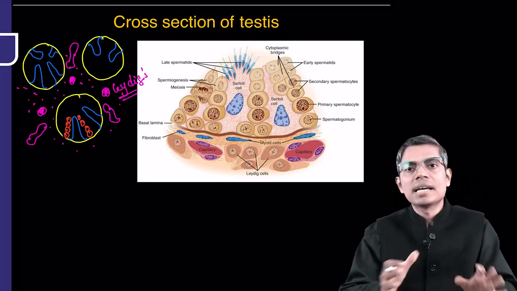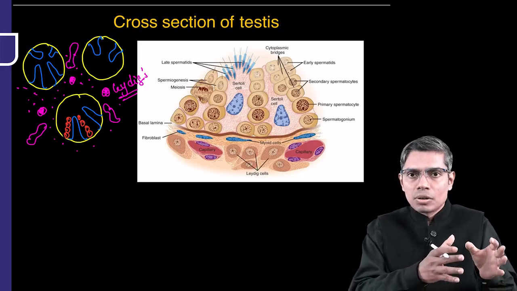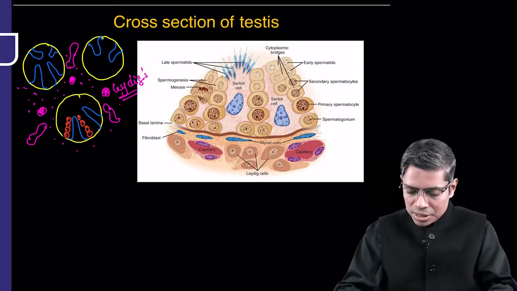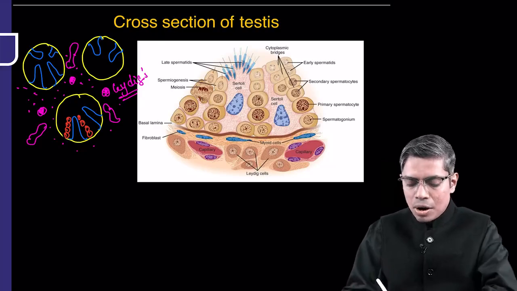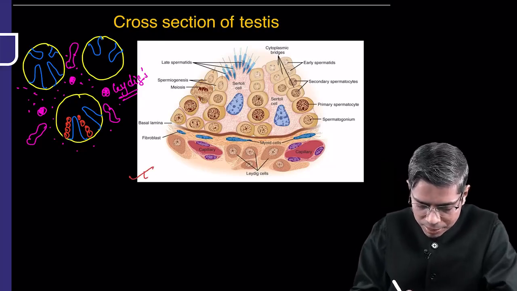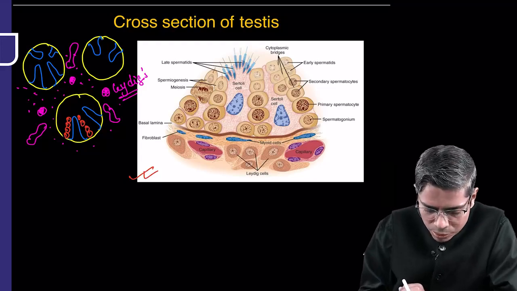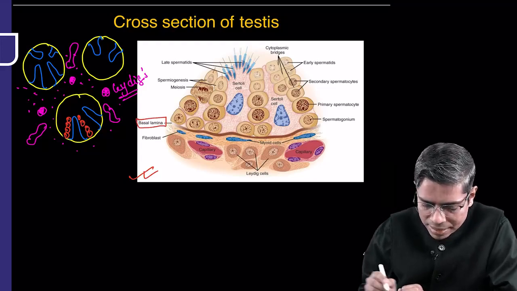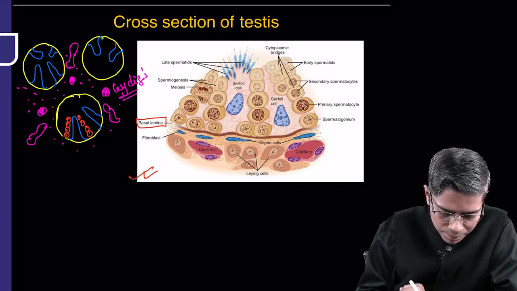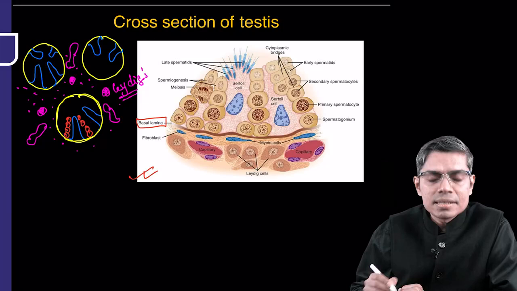So this is a basic diagram of the cross section of the testis. This diagram has been given in Ganong. I have taken it from Ganong. So first of all, you note down the presence of the basal lamina, right? This is the basal lamina which is lining the seminiferous tubule.